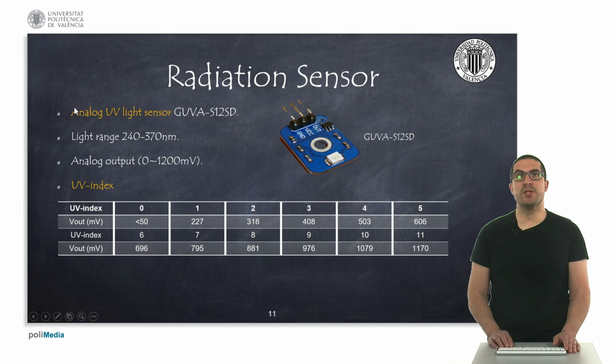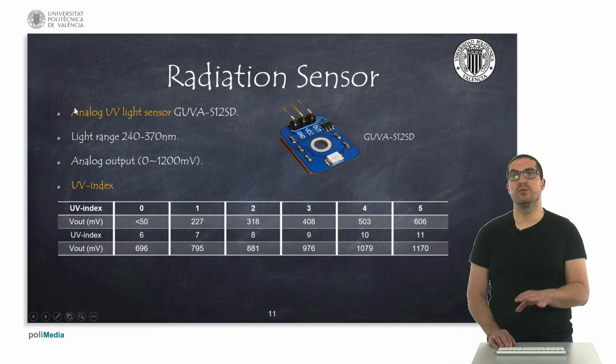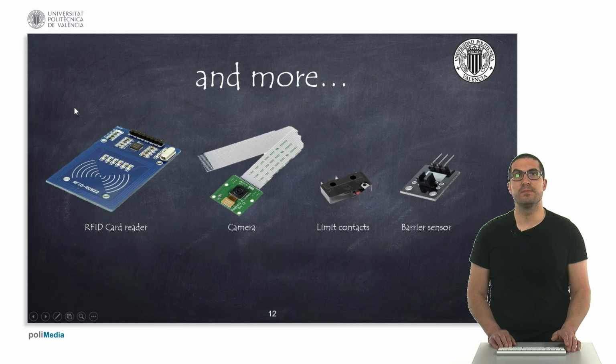Also, we have the radiation sensor. With this sensor, we can measure the ultraviolet light. In this specific sensor, the GUVA S12SD, it's an analog interface and provides measurements for ranges between 240 and 360 nanometers. And there's an equivalence between the measured value and the UV index. So we can use this sensor as a way to measure the kind of radiation we are receiving in our environment.